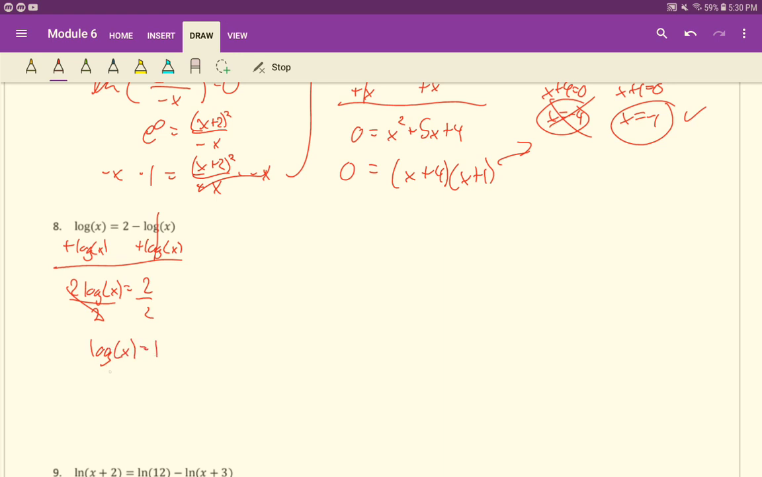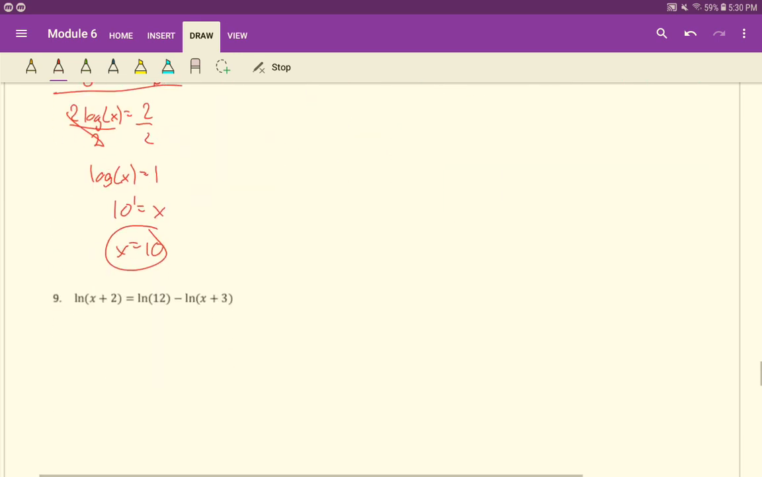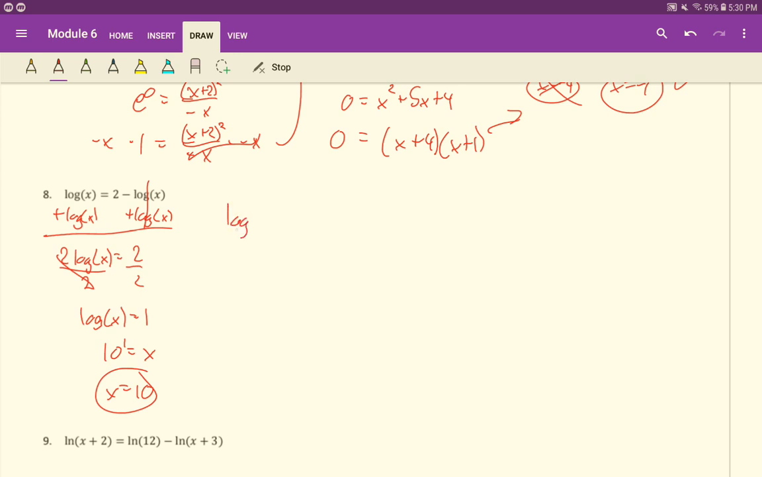Remember that log by itself is log base 10, so we can rewrite this using exponential form as 10 to the 1 equals x, which is just x equals 10. Okay, and again we can check it back in here. Log of 10 equals 2 minus log of 10. Log of 10 is 1. 2 minus, and again log of 10 is 1, so 2 minus 1 is 1. Check, that's right, so that checks out too.